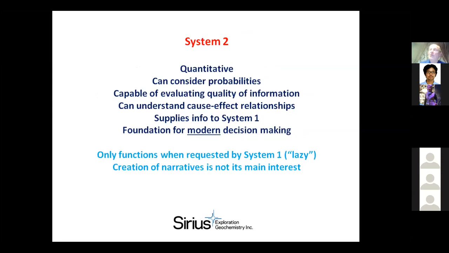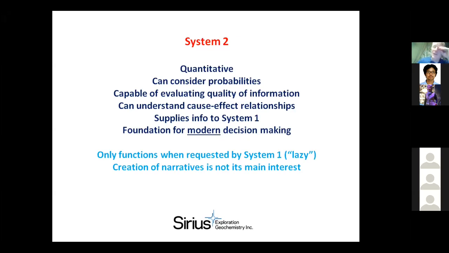We also, as human beings, and probably only as human beings, that is, no other animal has this, have something called System 2 in a different part of the brain. It is quantitative, and it can consider probabilities. It's capable of evaluating the quality of information. That is part of its character. It can understand cause and effect relationships. It supplies information to System 1. That's part of the normal human decision making. And it is the foundation for modern decision making.